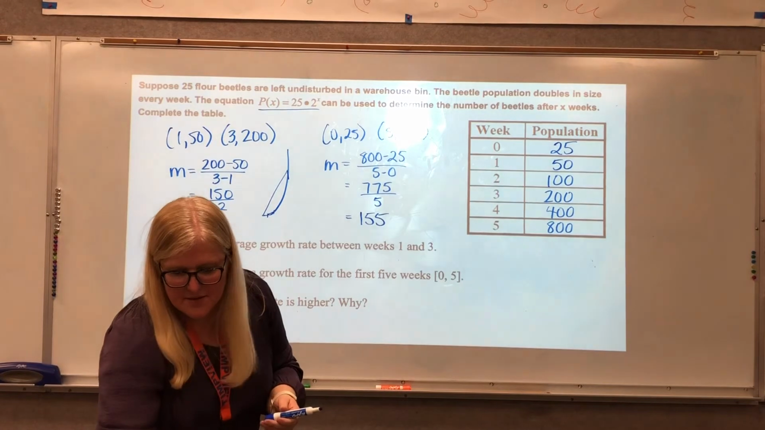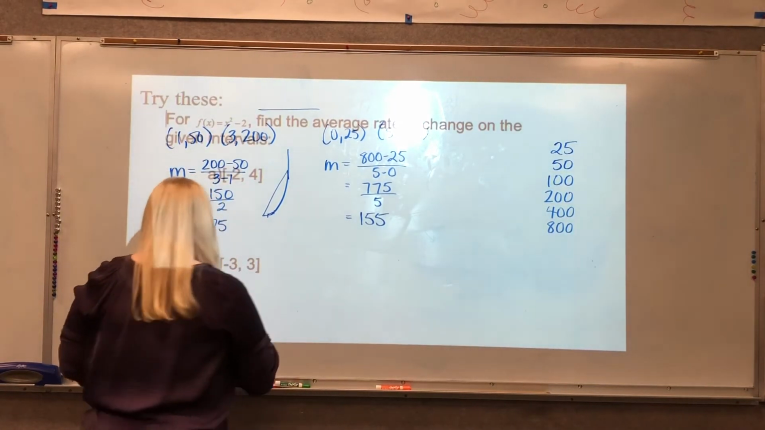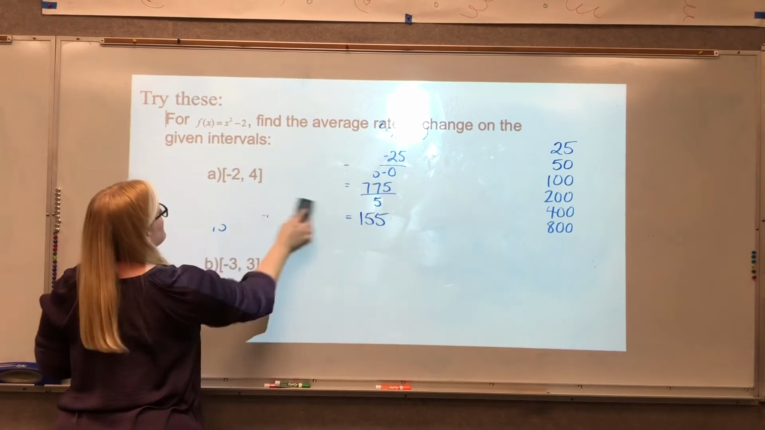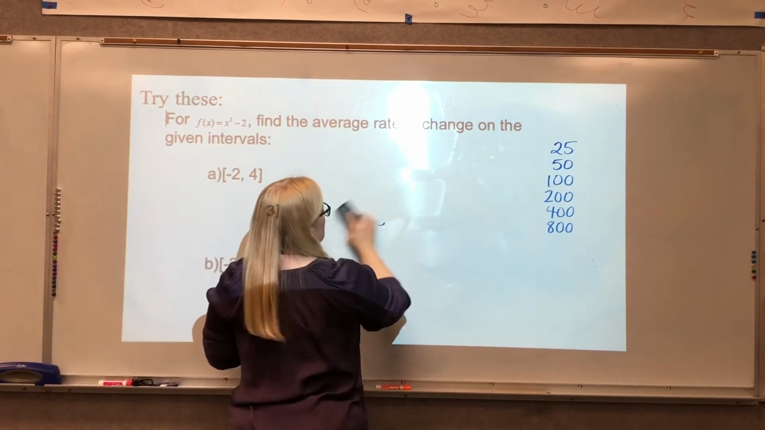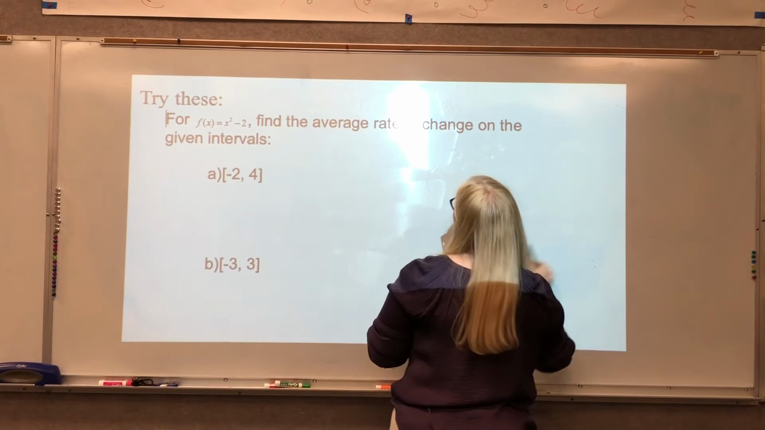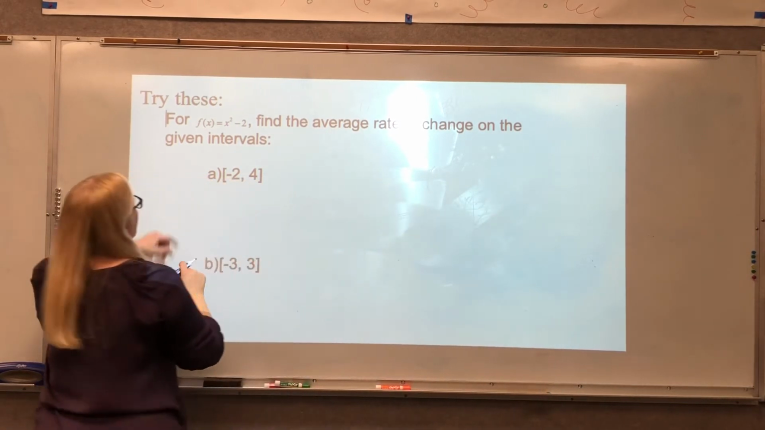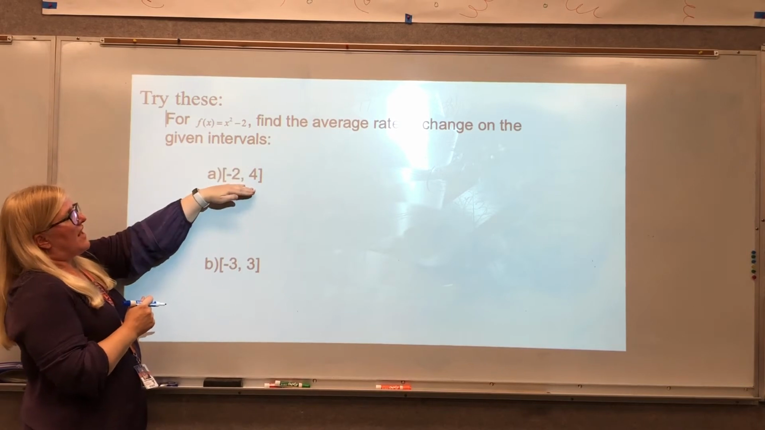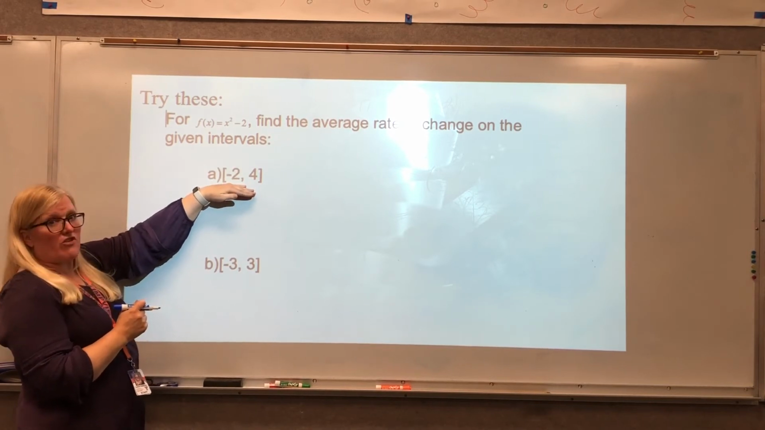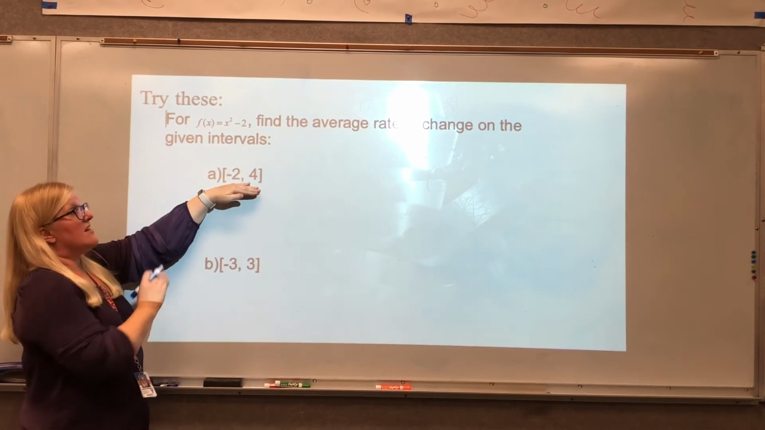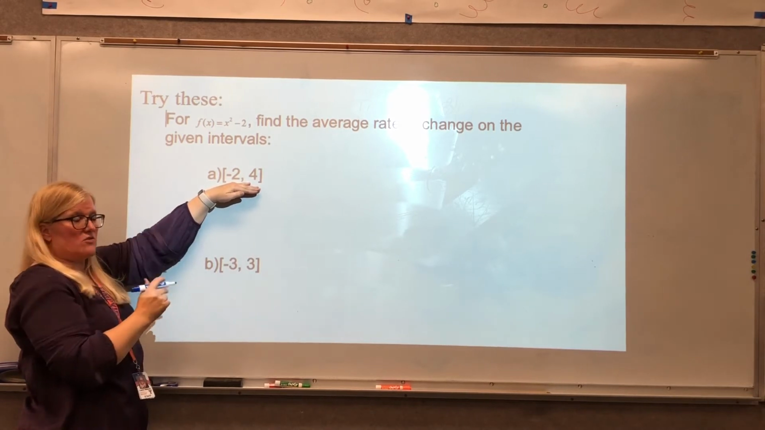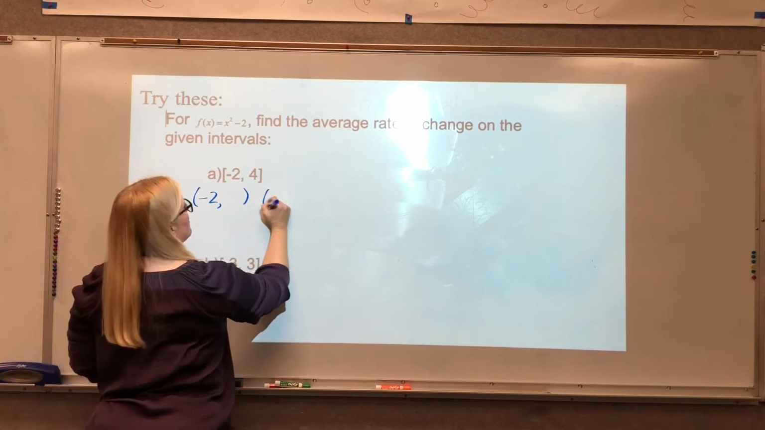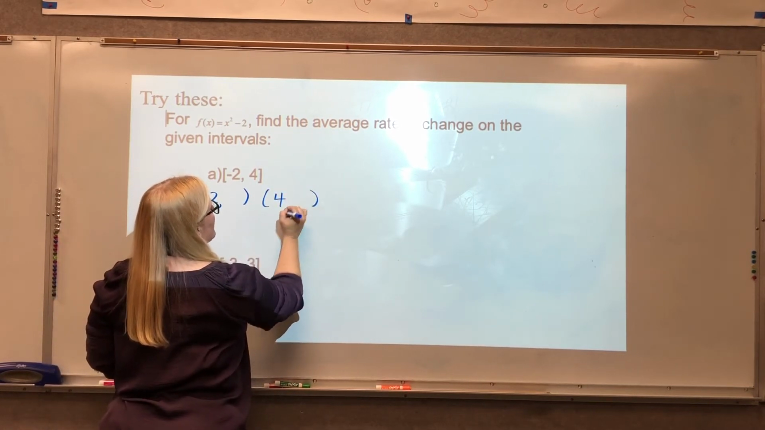All right. You're going to have these kinds of problems on the homework and on the test. They give you a function, and you need to find the average rate of change in this interval. Again, these are both x values. I've got -2 as an x value, and I have 4 as an x value.